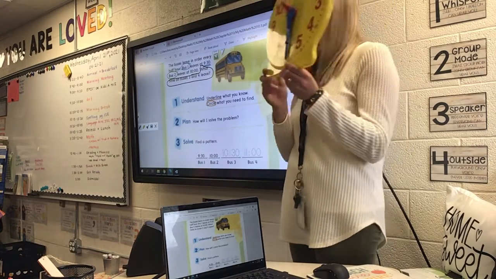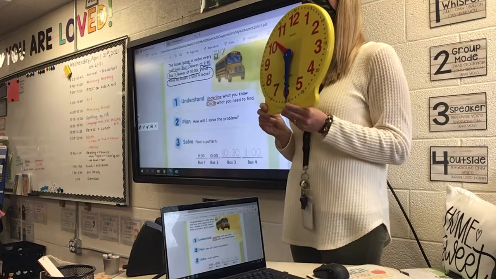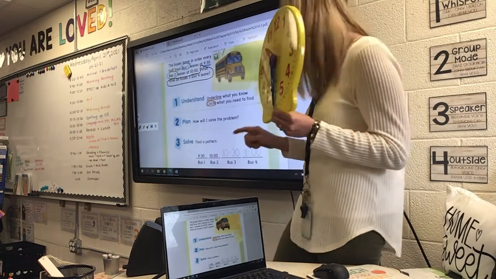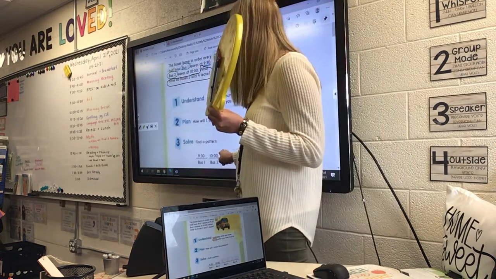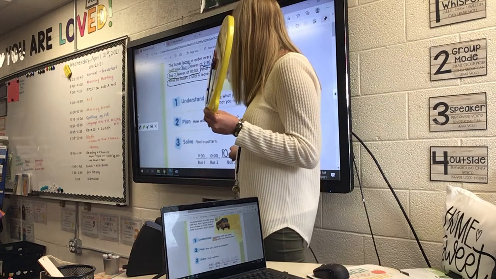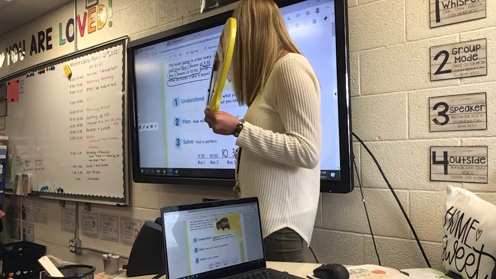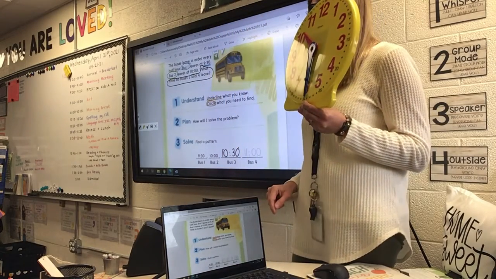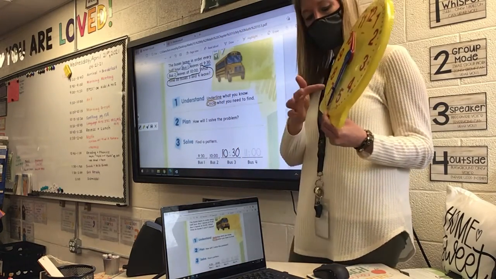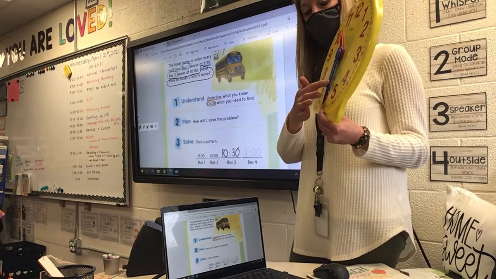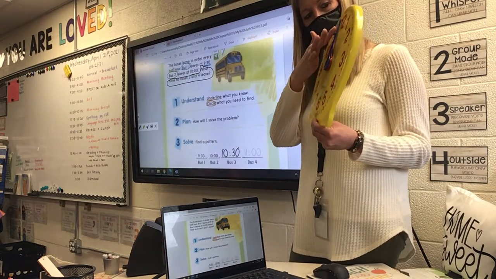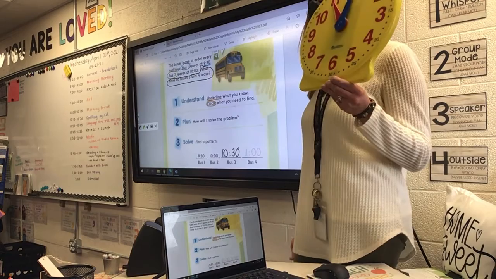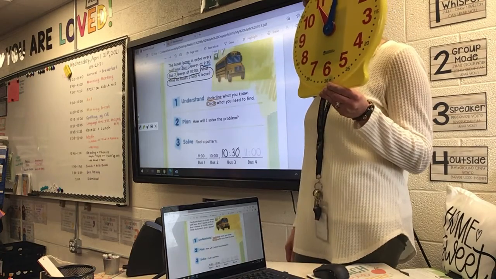So this would be the third bus. Tyson, what time does the third bus leave? 10:30 and the fourth bus leaves at 11. Good. So 10:30 would be the third bus. So trace that. And then the fourth bus, we're going to go another half hour. So this will go halfway around the clock. The next bus would leave at 11 o'clock.